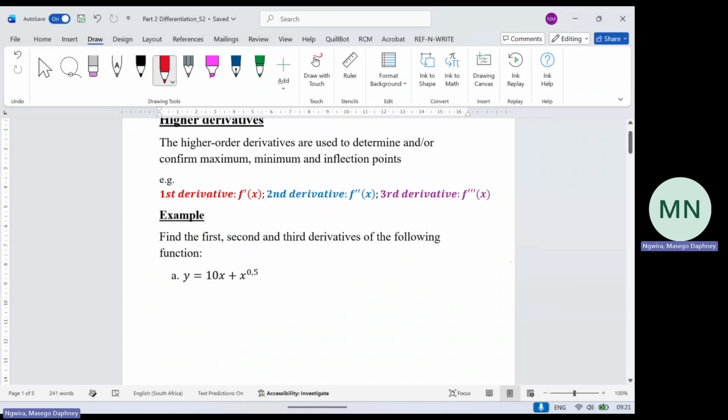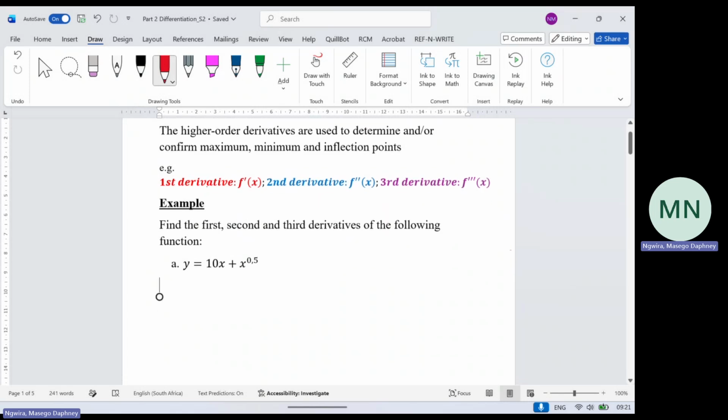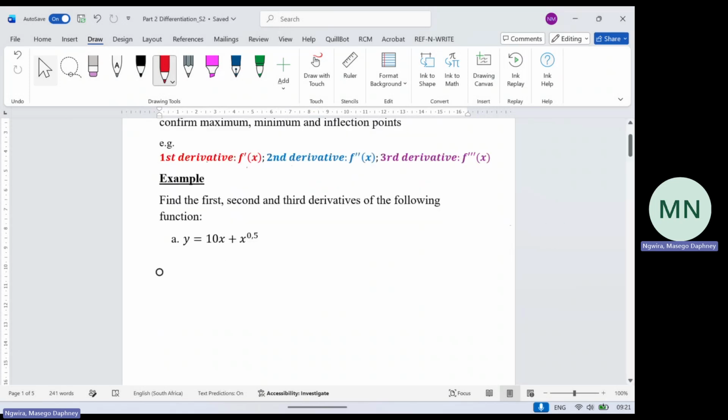For an example, so we have the first derivative, we say it's f prime. First derivative is f prime. And then the second derivative is f prime prime. Then the third derivative is f prime prime prime. Okay. So we have an example here. It says find the first, second, and third derivative of the following function.